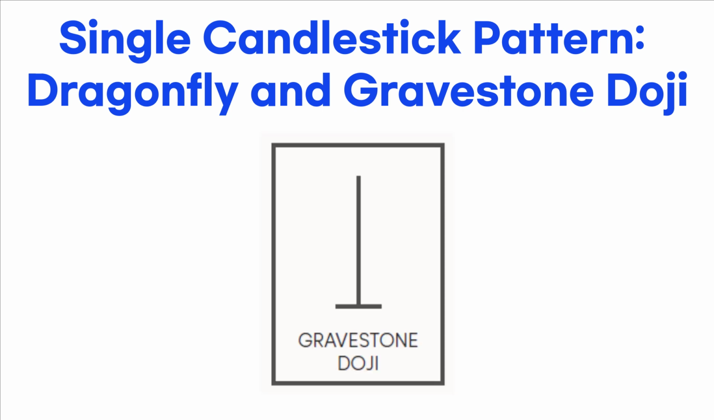A Gravestone Doji is a bearish reversal pattern that is typically found at the end of an uptrend. What it shows us is that buyers tried to force prices higher, but there was a strong rejection by sellers in the market, who then forced prices down to close at or very near to the open price. This gives us a very bearish signal that price could move down from here.